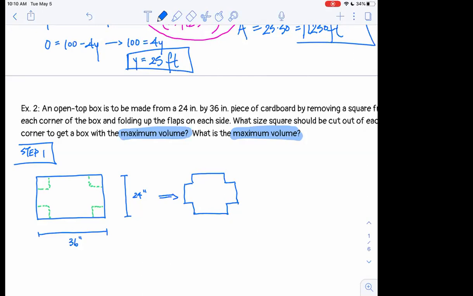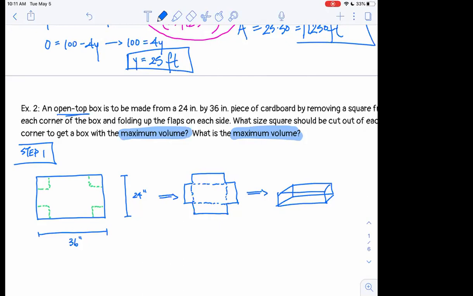So this second picture is like the green squares are gone. I cut them out. And then what I'm going to do is I'm going to crease right along here. I'm going to fold that side up. I'm going to crease here. I'm going to crease here. And I'm going to crease here. And when I fold them up, I should end up with a box. Okay, so when I fold up the edges, I'm going to end up with a box.